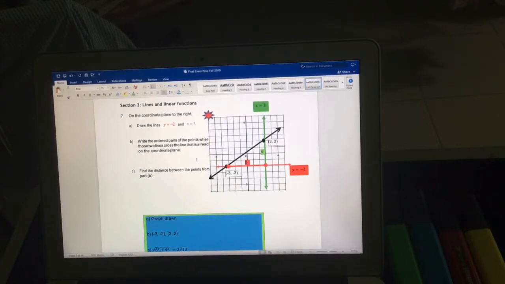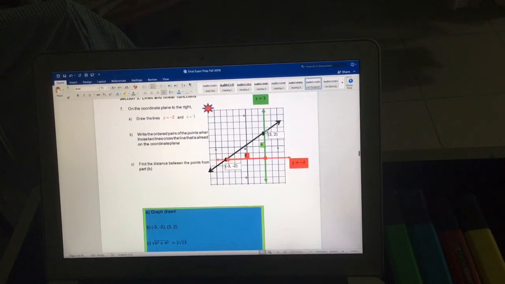So you see in the question it is said that we need the ordered pair of the intersection between the line and the black, this given line. You will see that the word written is given. So where they cross, one point they cross here, another point they cross here. So these 2 points, and then it says find the distance between the points.